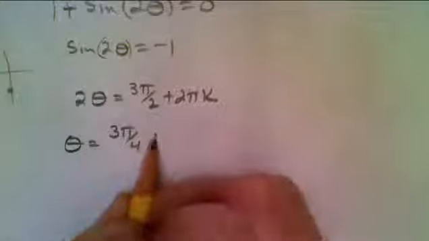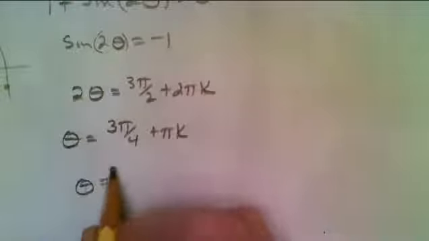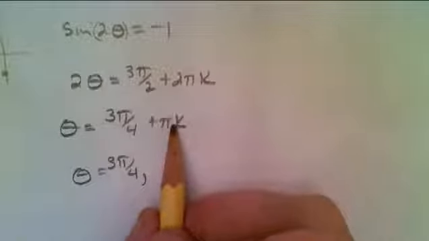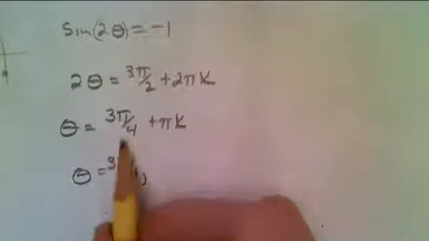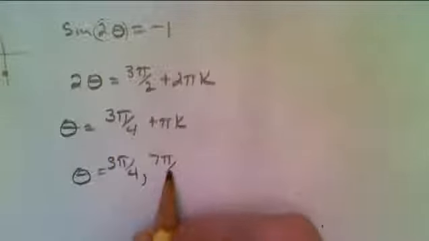And so when I divide by 2, I'm going to get theta equals 3 pi over 4 plus pi k. So my answers when k is 0, if I put in k as 1, if I take 1, which is 4/4, plus 3/4, I get 7/4. So that gave me 2 answers to that one.